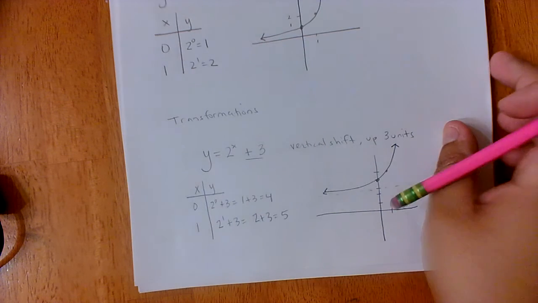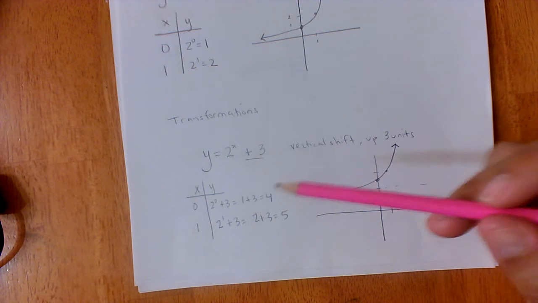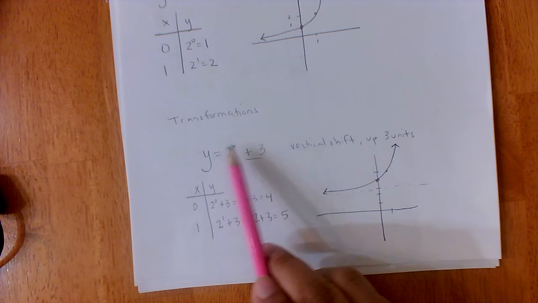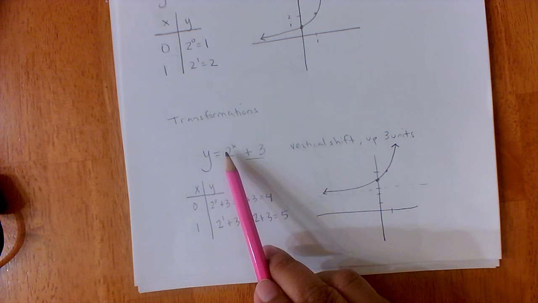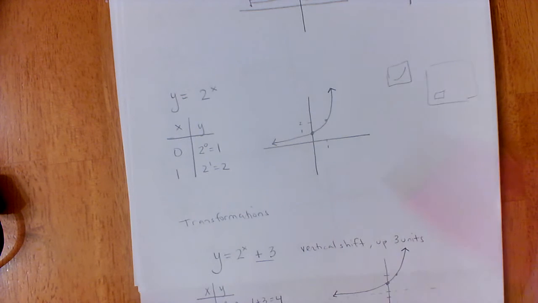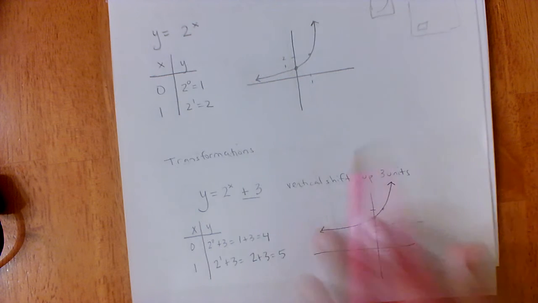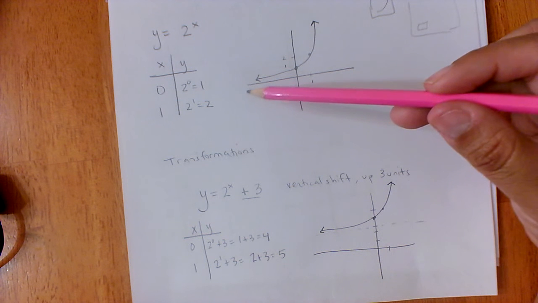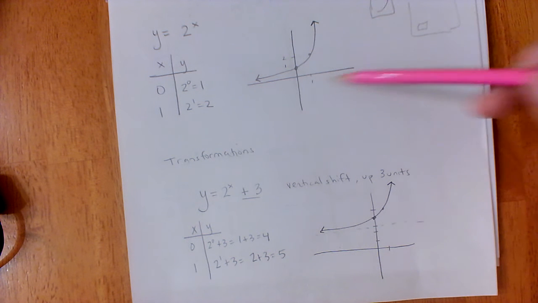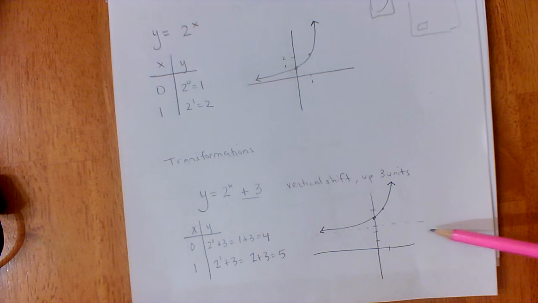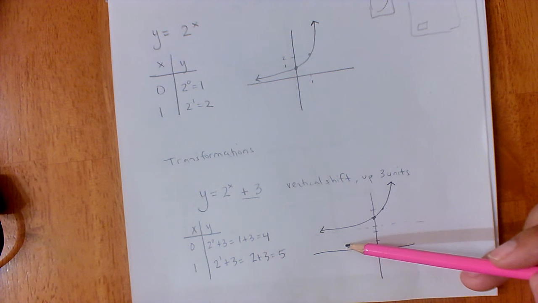So if we had something like y is equal to 2 to the x plus 3, where this plus 3 is happening outside of this exponential portion of the function, 2 to the x, then this is what we call a vertical shift. What it is doing is shifting our basic graph of 2 to the x up by 3 units, which means our graph is no longer going to have a horizontal asymptote at y equal to 0. It's now going to have a horizontal asymptote at y equal to 3, which means it's never going to dip below that value of 3.